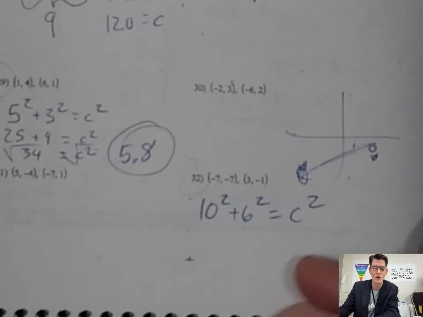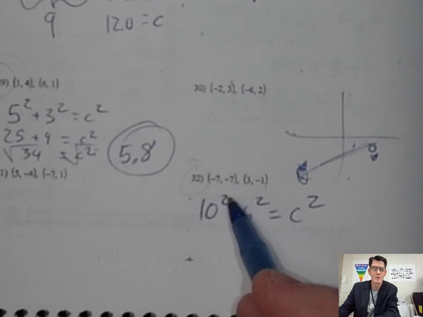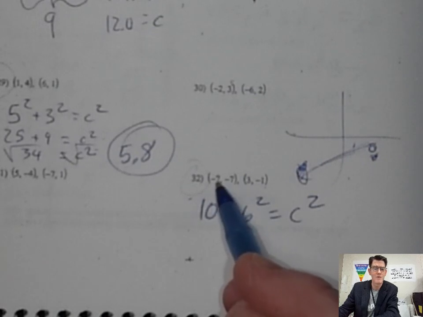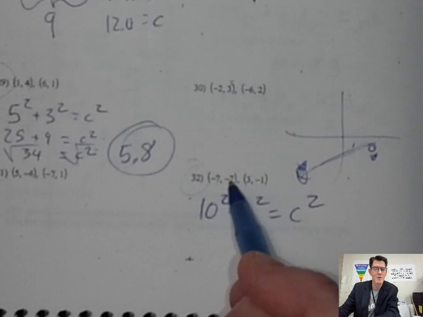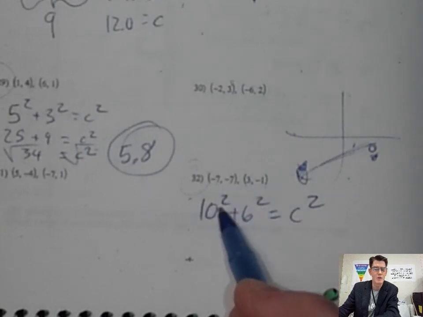Throwing a lot at you, I know, as a review. The process is the same, though. How far from this x point to this x point? How far is it from this y point to this y point? And those are the two numbers.